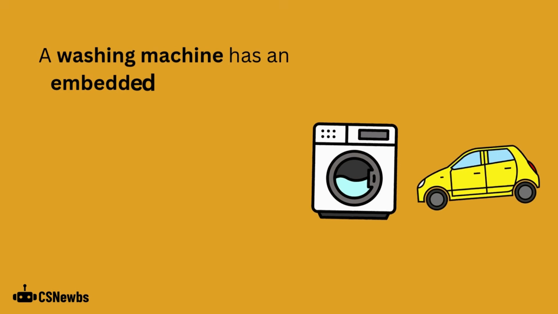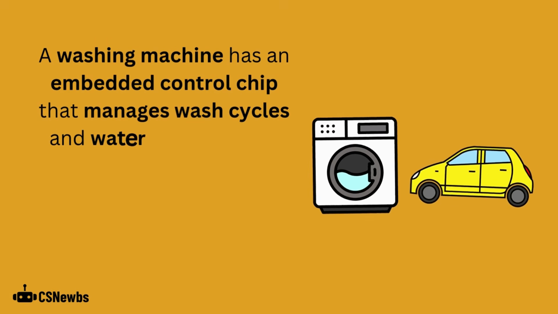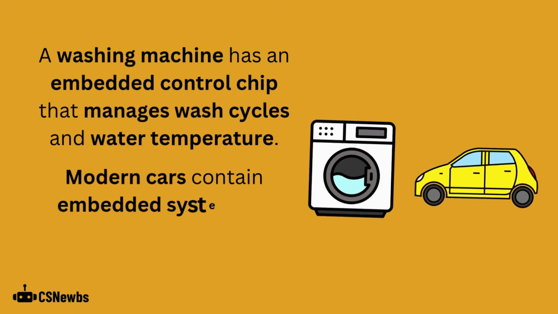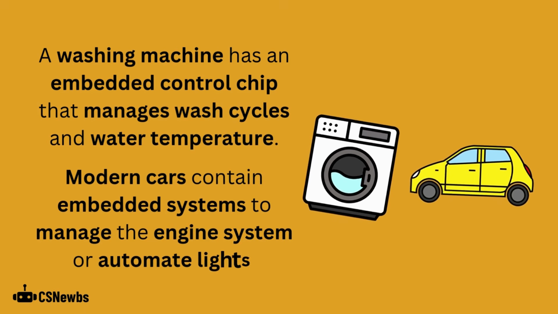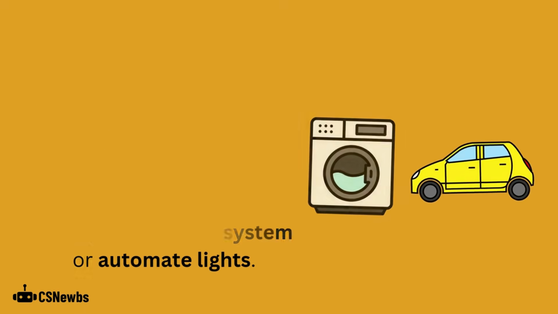A washing machine has an embedded control chip that manages wash cycles and water temperature. Modern cars contain embedded systems too, to manage the engine system or automate lights.